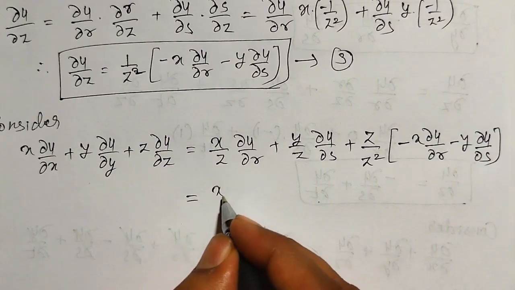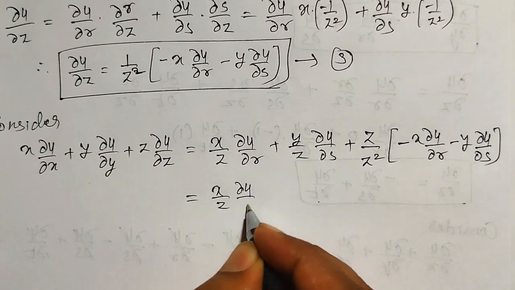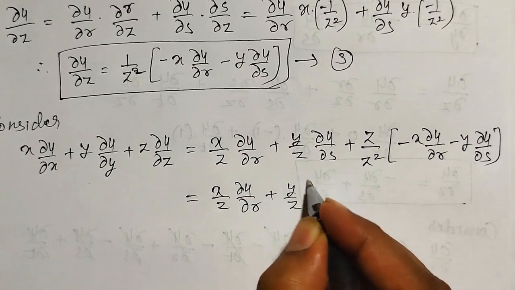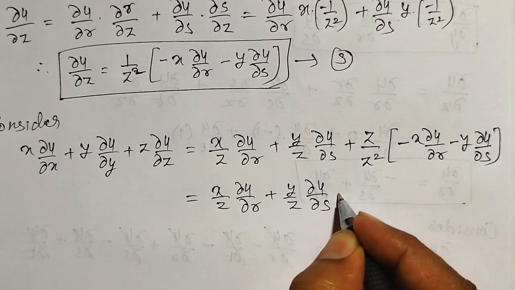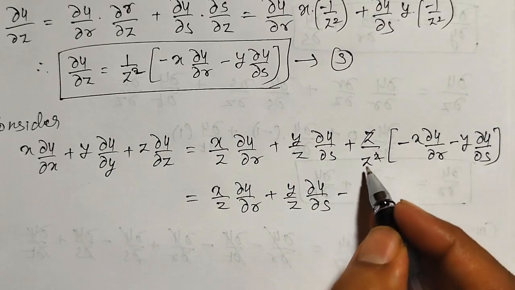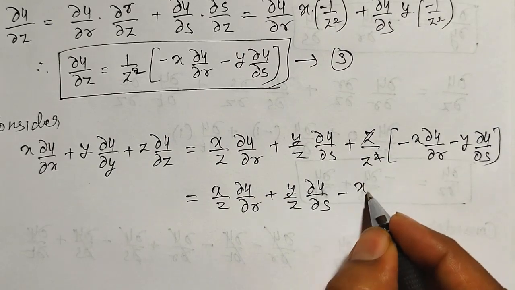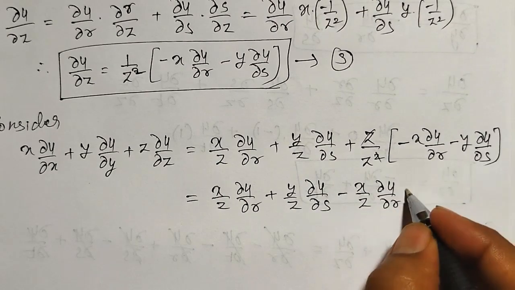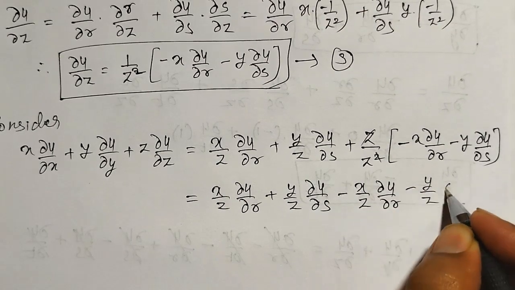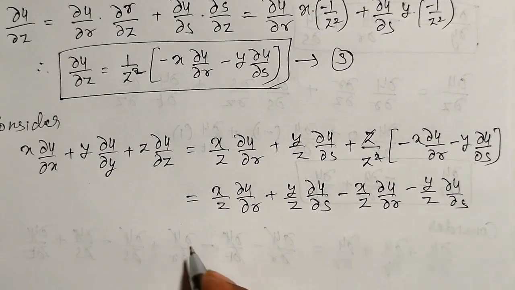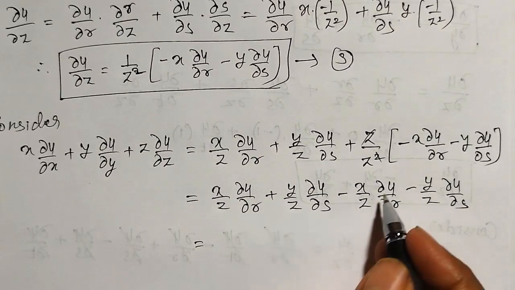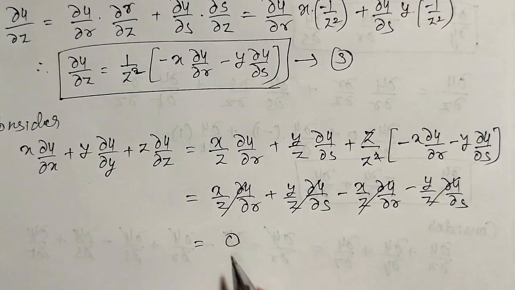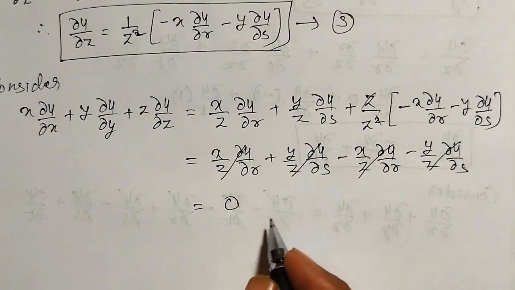Simplifying this one, x/z ∂u/∂r plus y/z ∂u/∂s minus, this one of the z will cancel, 1/z will multiply inside, minus x/z ∂u/∂r minus y/z ∂u/∂s. x/z ∂u/∂r minus and plus, y/z ∂u/∂s cancels, equal to 0. That is what I had to prove.